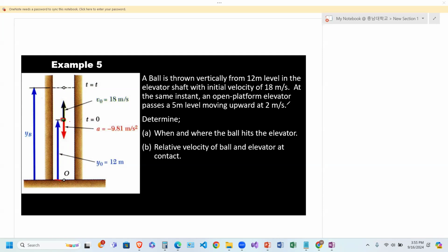Right? So these are two particles. We have a ball, and we have an open platform elevator, which is also moving upwards. The ball is moving downwards, as the elevator is going upwards, right?